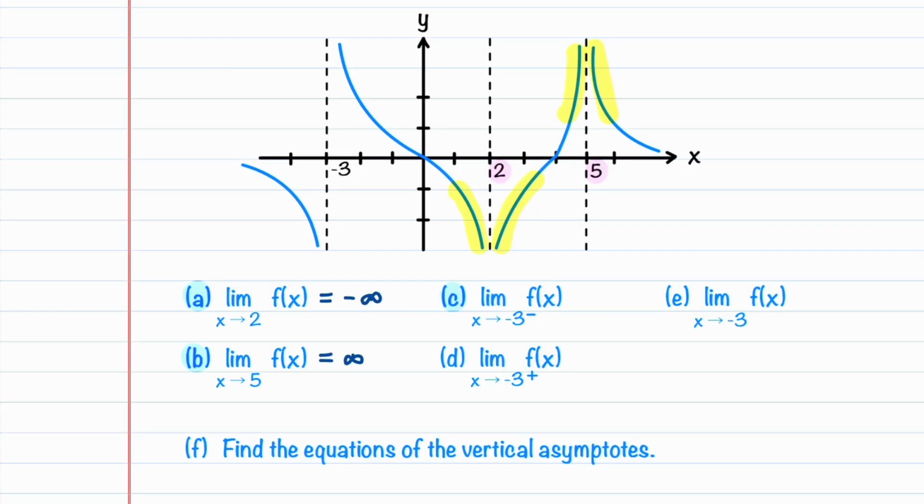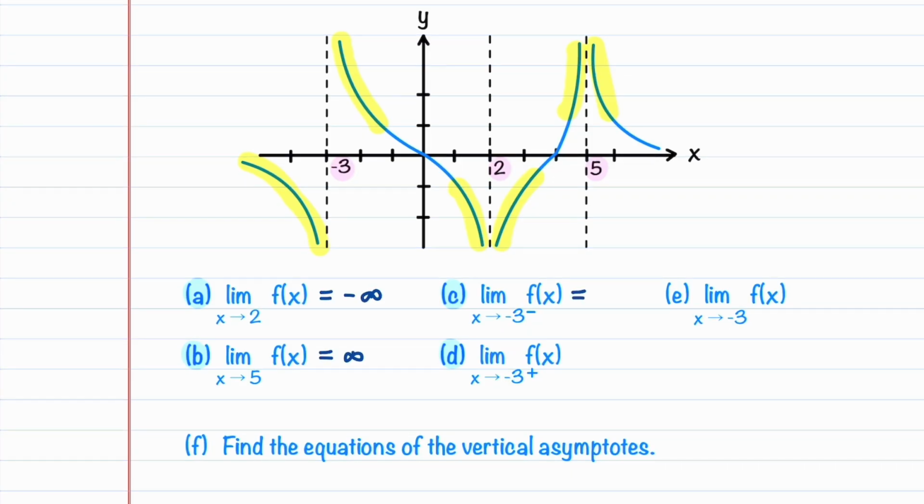Now let's look at C and D. For both of these limits, x is going to minus 3. So let's go up here and look at that on the graph. From the left, it's going to minus infinity, and from the right, it's going to plus infinity. Let's write that down. So the first one is coming from the left, and it's minus infinity. Second one is coming from the right, and it's plus infinity.